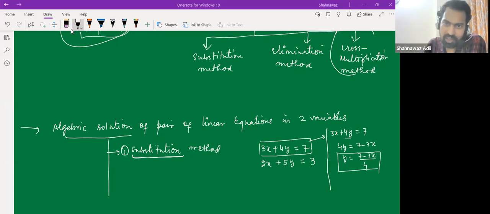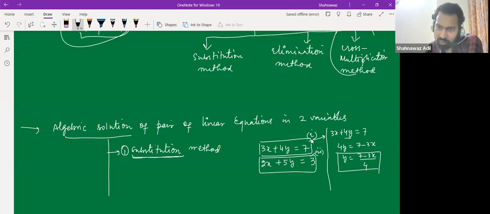Yeah. So the substitution method tells us that we have two equations. This is one equation and this is the second equation. What we do is find the value of one of the variables from the first equation. So let's say I find the value of y. I have found the value of y, and then I put this value in the second equation. I substitute the value of y from 1 into the second equation.